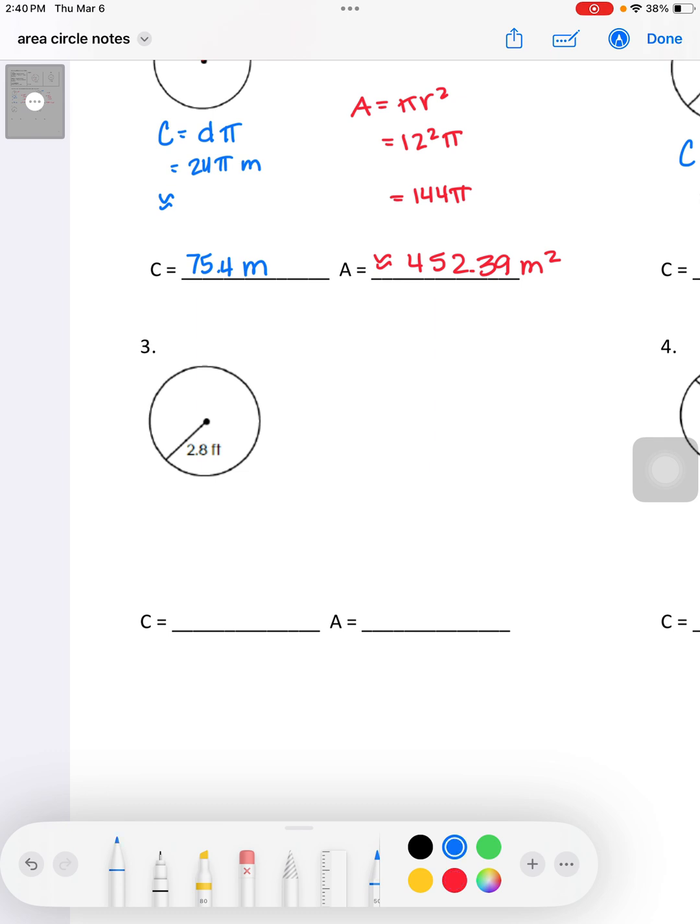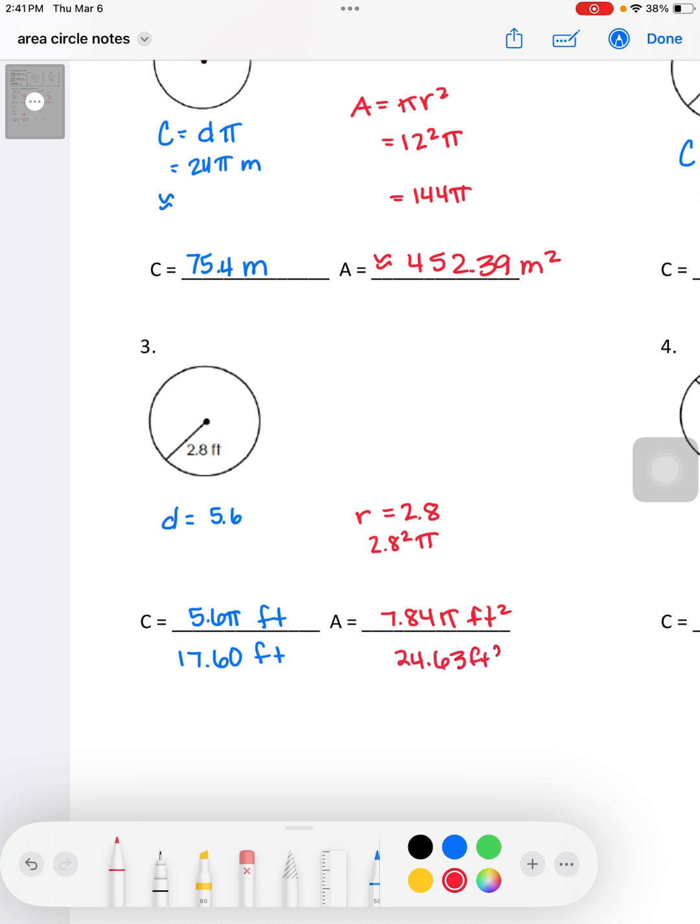Number 3, in the circumference we need the diameter, so we're going to double 2.8 and we get 5.6. So in terms of pi, we get 5.6 pi. Multiplying that out, we get 17.60 feet. When we do the area, we need the radius, so we're leaving the 2.8. So when we square 2.8 squared pi, in terms of pi, we get 7.84 pi feet squared. And when we multiply with our pi button, we get 24.63 square feet.